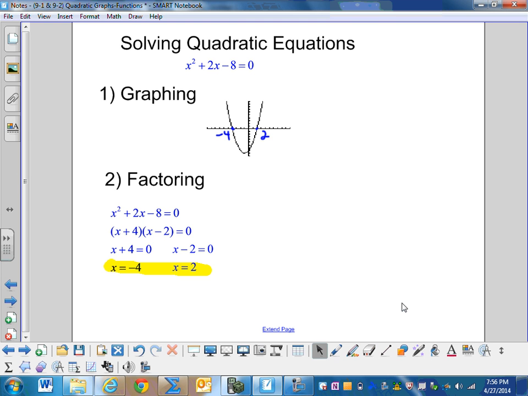I could have also solved this quadratic equation by factoring. And I would have gotten the factors x plus 4 times x minus 2. And using the zero product property, I would solve for x and find my solutions to be negative 4 and 2, just like when I graphed.